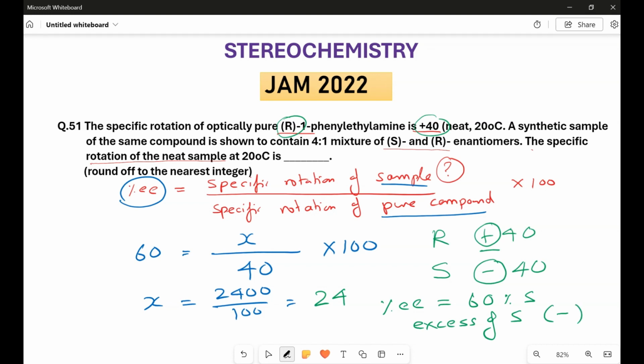The previous JAM problem which we have seen in this video had 25 percentage of S enantiomer. So we had 75 percentage of R enantiomer and 50 percentage of enantiomeric excess of R enantiomer, and R was given plus. So obviously the product should contain dextrorotatory nature of the sample. But in this particular problem, you have 60 percentage of S enantiomer in excess, and S enantiomer is levorotatory in nature. Therefore, the product should be also levorotatory in nature. Therefore, the answer should be minus 24.